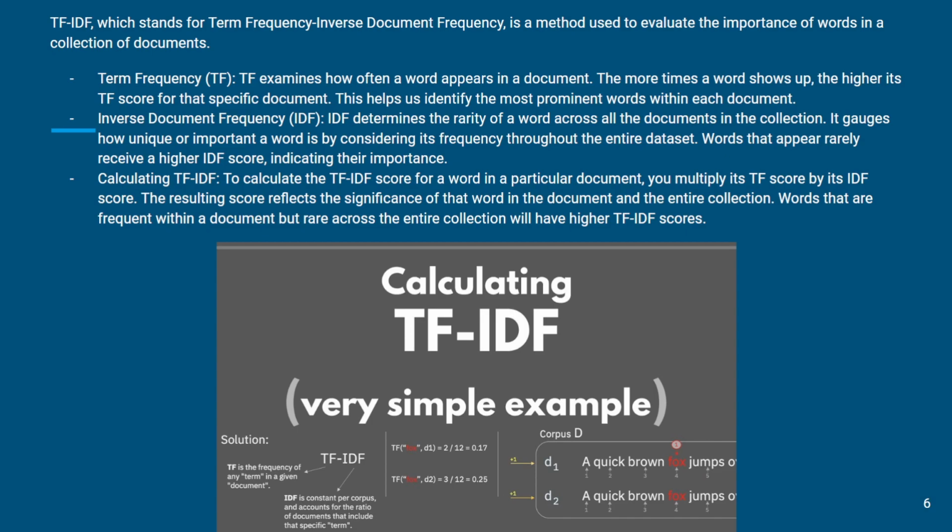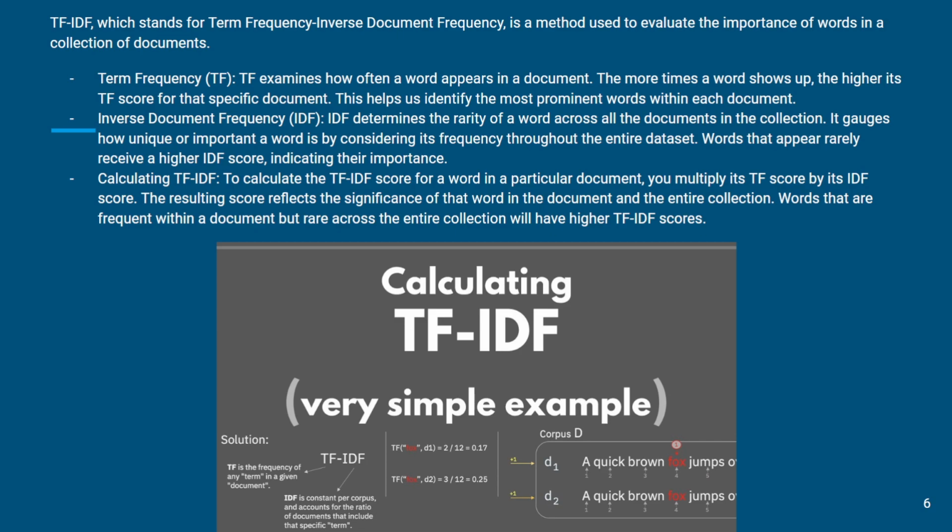TF-IDF, which stands for Term Frequency and Inverse Document Frequency, is a method used to evaluate the importance of words in a collection of documents. TF examines how often a word appears in a document. The more times a word shows up, the higher the TF score for that specific document. IDF determines the rarity of a word across all the documents in the collection. It shows how unique or important a word is by considering its frequency throughout the entire dataset.